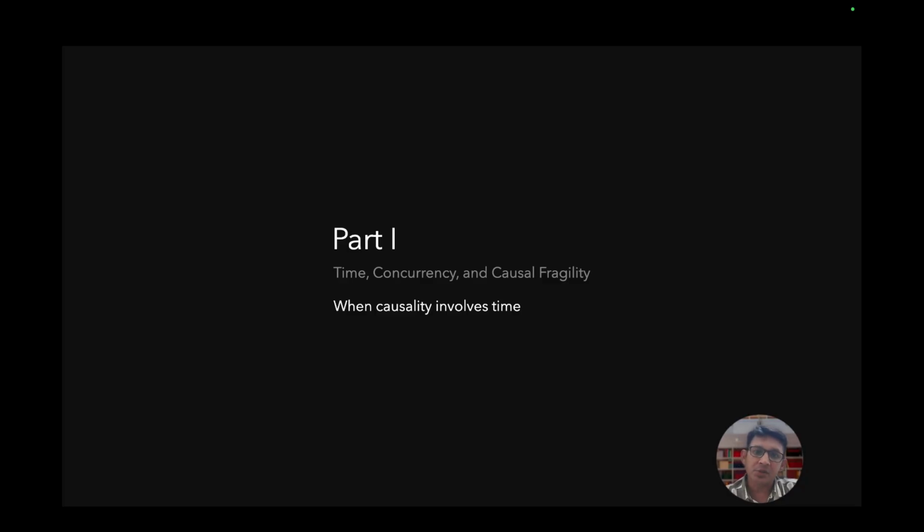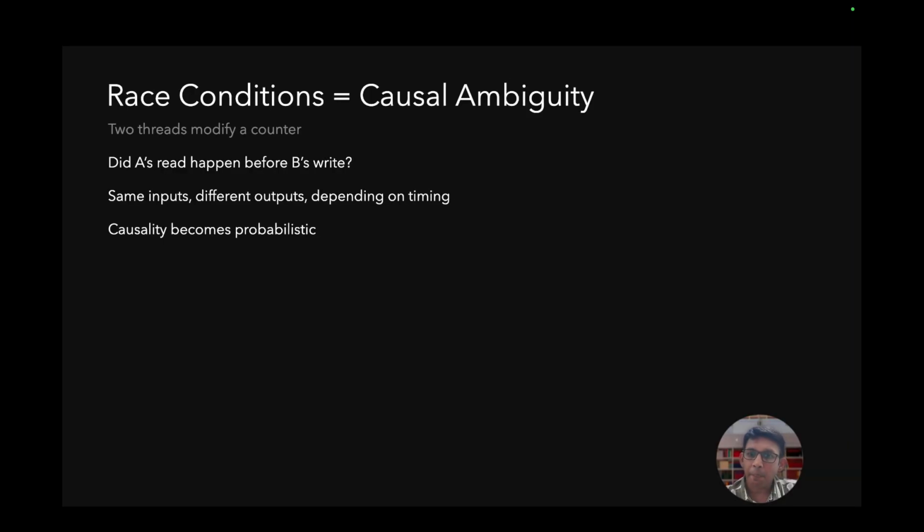Now, the hardest problem in software is when causality involves time. Let's look at a race case example. Now, consider two threads modifying a shared counter. Thread A reads the value, increments it, and writes it back. Thread B does the same. Simple operations. But the causal chain is ambiguous. Did A's read happen before or after B's write? Did they interleave? The final value depends on timing. Same inputs, different outputs depending on when things execute.